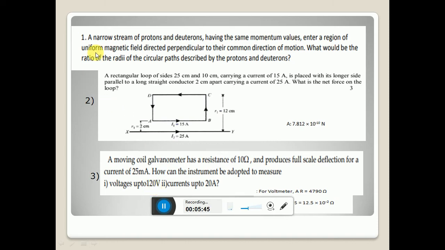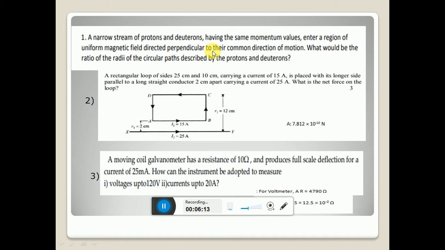The first one: a narrow stream of protons and neutrons having the same momentum values enters a region of uniform magnetic field directed perpendicular to their common direction of motion. What would be the ratio of radii of circular path described by the proton and neutron? Here the momentum of the particles remains the same. So you are asked to calculate the ratio of radii.